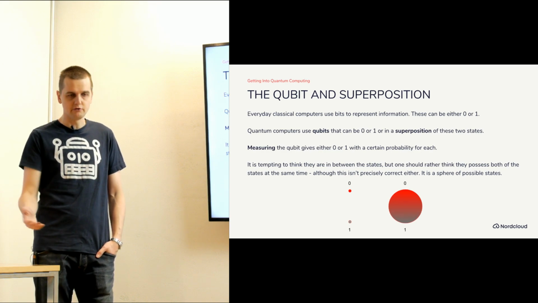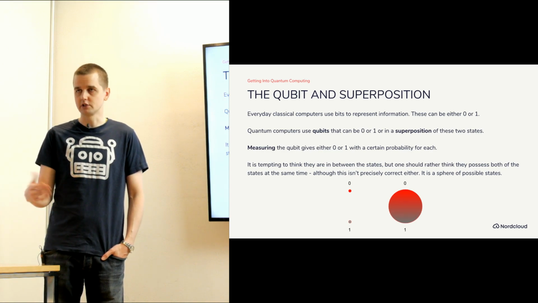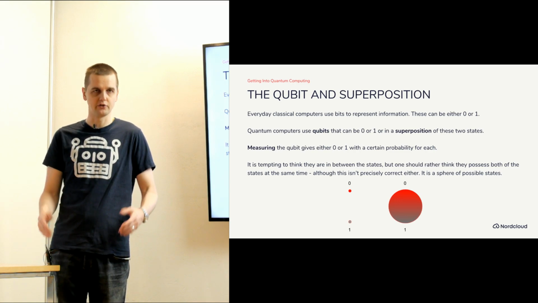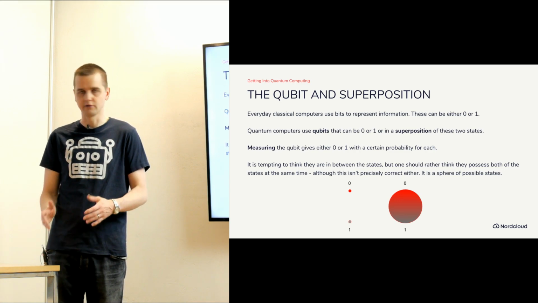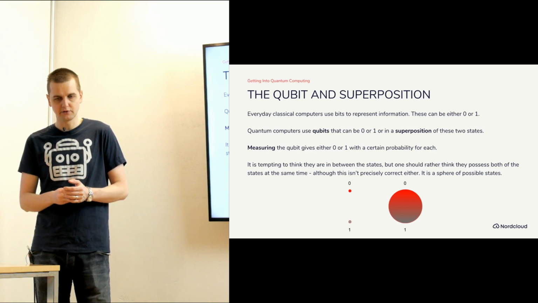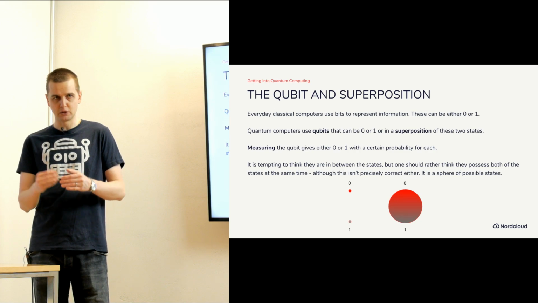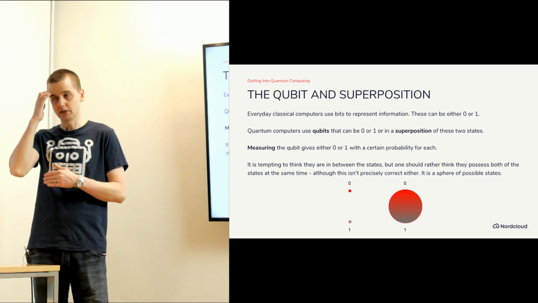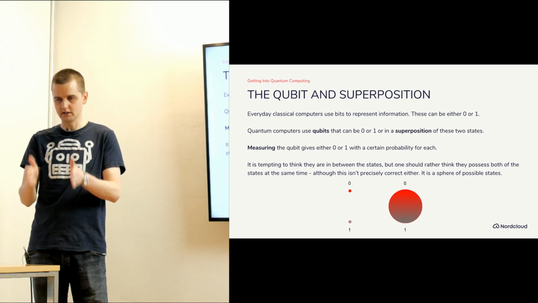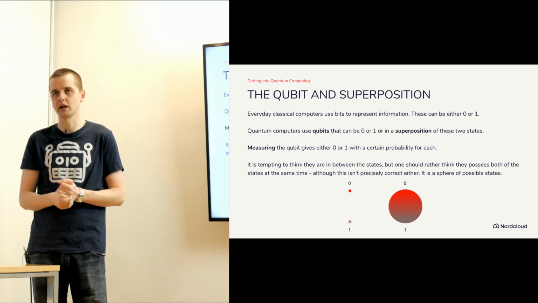And like mentioned, if we do the measurement, then it collapses to being either zero or one. And then there's a certain probability. If it's perfectly aligned, then it's 50-50. But then you can alter it so it's not 50-50, but something else. And with these qubits, it's tempting to first think that they are between one and zero. But like we learned from the double slit experiment, it's not in between, because there's material in between there. It's blocked. It's both. The better analogy is that it's in both states at the same time.